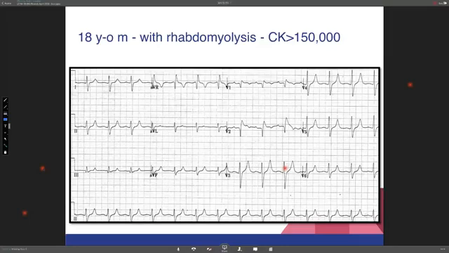Yeah, and we're not going to spend time on Brugada, because that's going to be a long discussion. We're just going to discuss the etiology of this case. So the answer is in fact hyperkalemia.